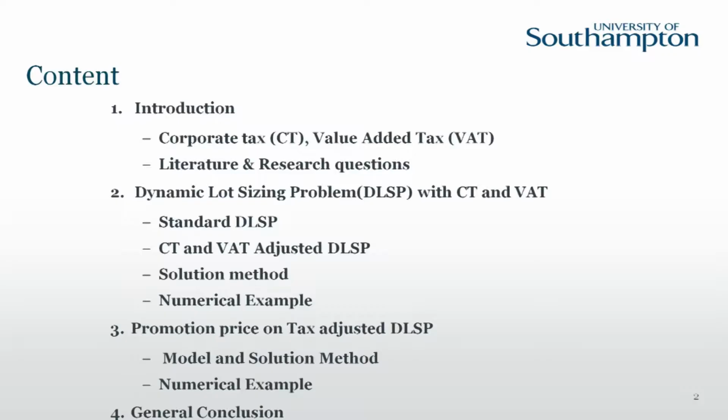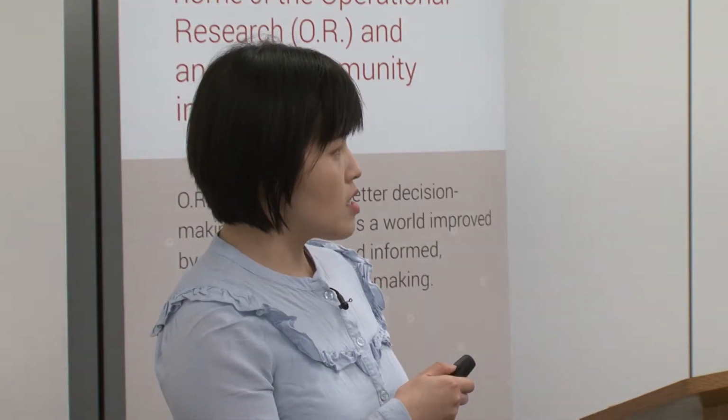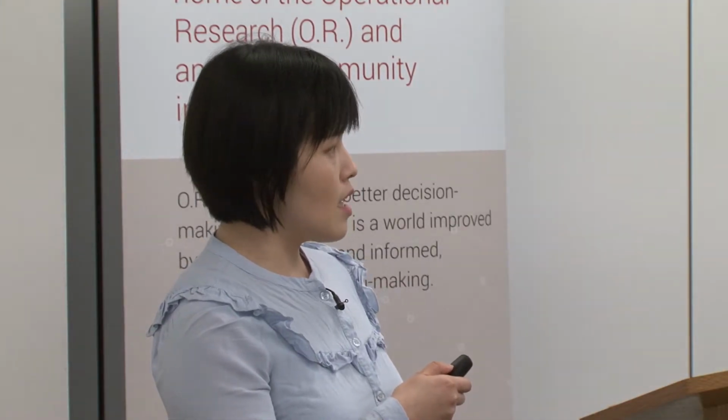The contents cover a basic introduction, including the basic tax, the literature reviews and the research questions. The second part is DRSP problems, with the tax models, so it is the standard DRSP problem. The next is the tax-adjusted DRSP problems with the solution method and numerical examples. The third is promotion price on tax-adjusted models, with the solution method and also numerical examples.